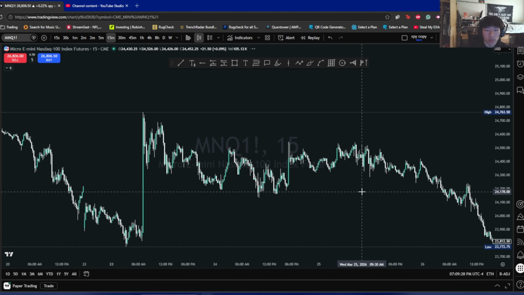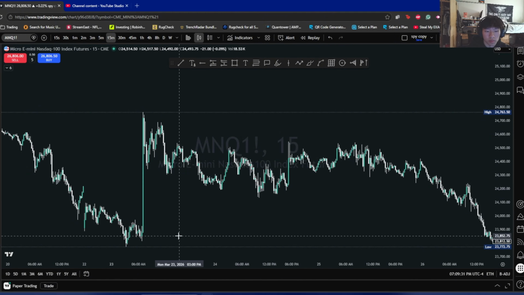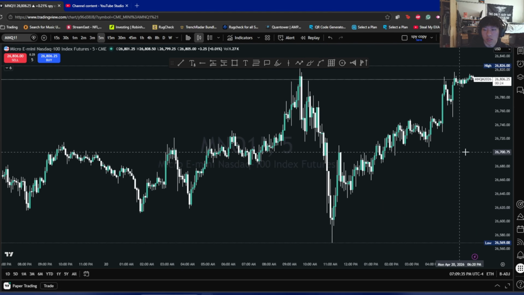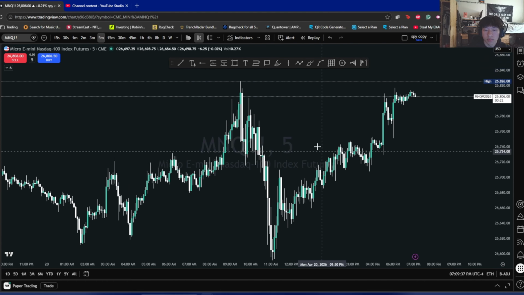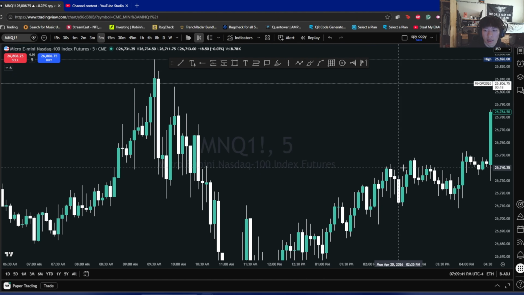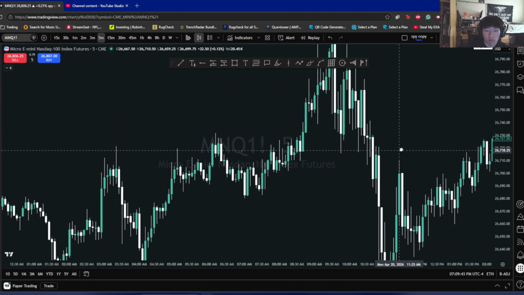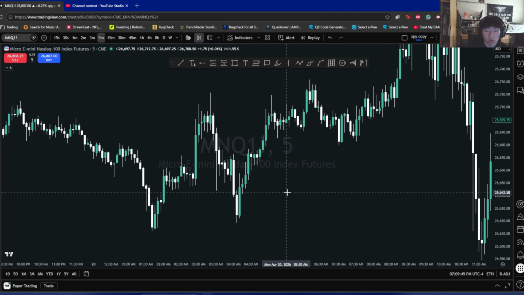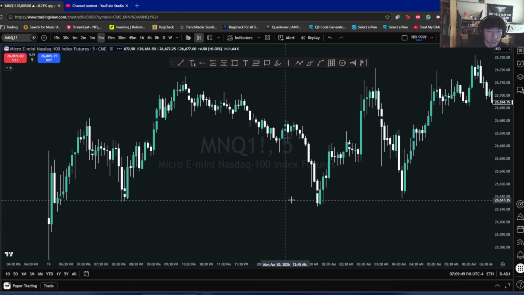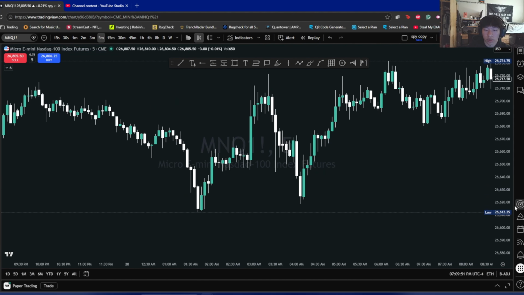Okay, let's see. Let's go on the 5 minute. This 15 minutes is not it. All right. Wow. So it's hard picking out these order blocks because there's a lot that are just being disrespected because of this chop. So great. Here's another example.